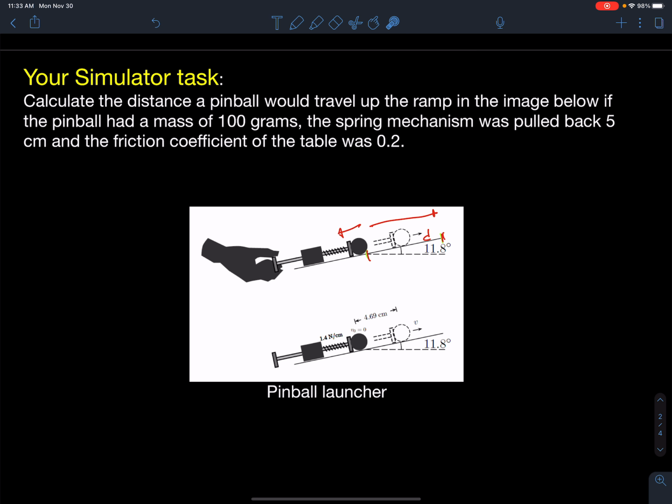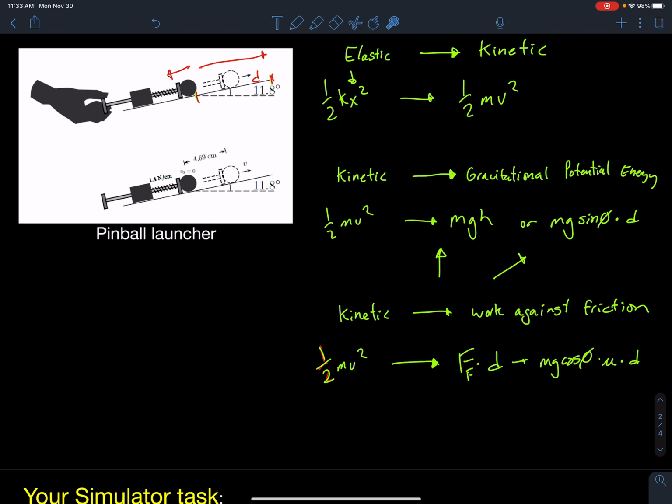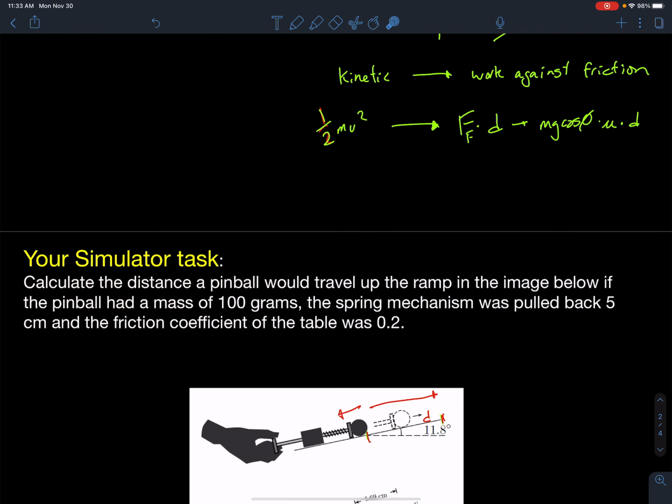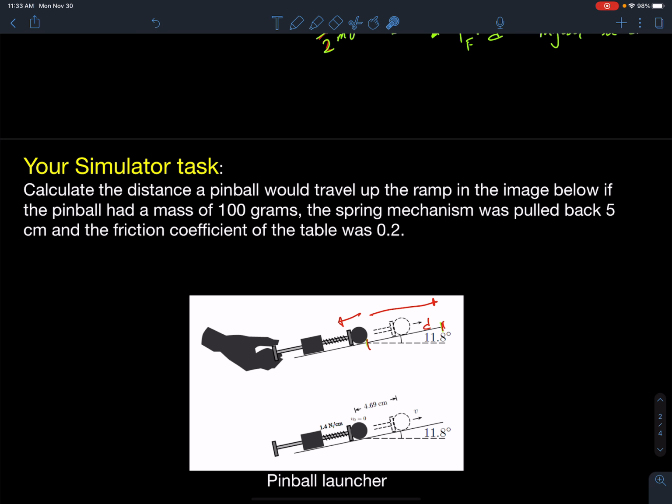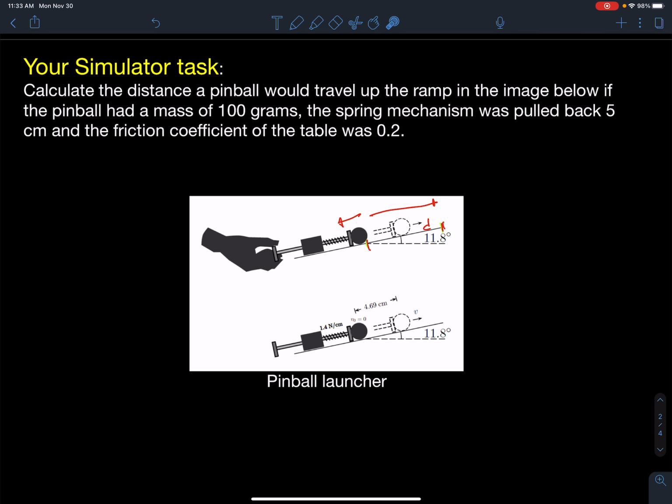If you pull the spring mechanism back by 5 centimeters, the mass of the ball is 100 grams, the angle of the ramp is 11.8 degrees, and the coefficient of friction is 0.2, I should be able to go back to these formulas and figure it out. What would d be in that situation? So I want you to pause the video and see if you can try to put it all together.